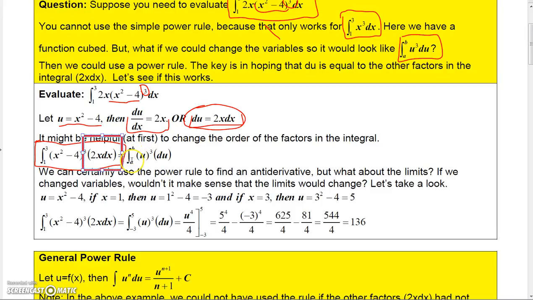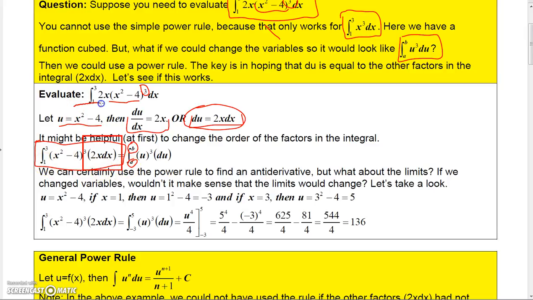Now here's the catch. I don't know what a and b are because I changed variables. When you change variables, that's going to change your limits. So if I change variables, I've got to change these limits. Instead of being from 1 to 3, I need to find the new limits. I need to find the u limits. I need to change from the x limits to the u limits.